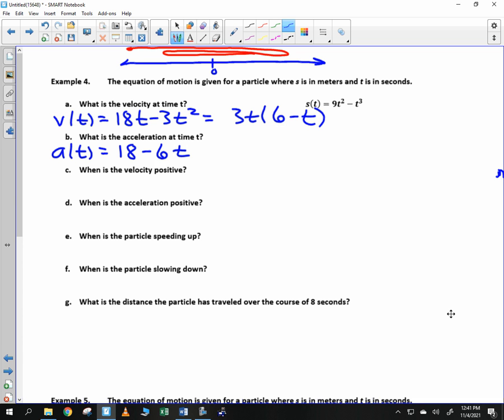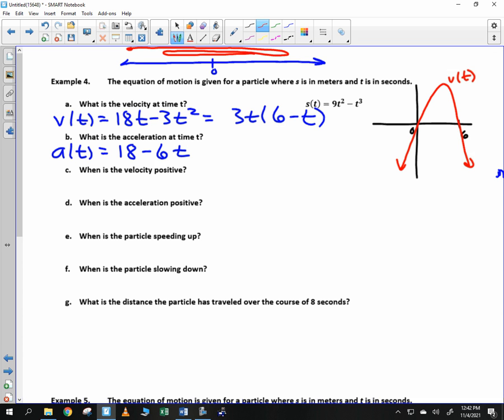The p rhymes with parabola. Parabola, right side up or upside down? Upside down, a negative 3t squared. So as I graph this, it is an upside down parabola. It's going to go through 0, and it's going to go through positive 6. This is the graph of v of t. It is the velocity function. First of all, do you see that it's a parabola because it's squared? Second of all, do you see it's upside down? Because the t squared is negative.